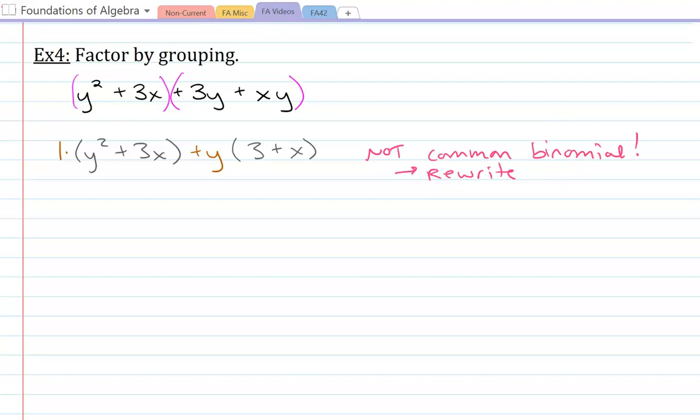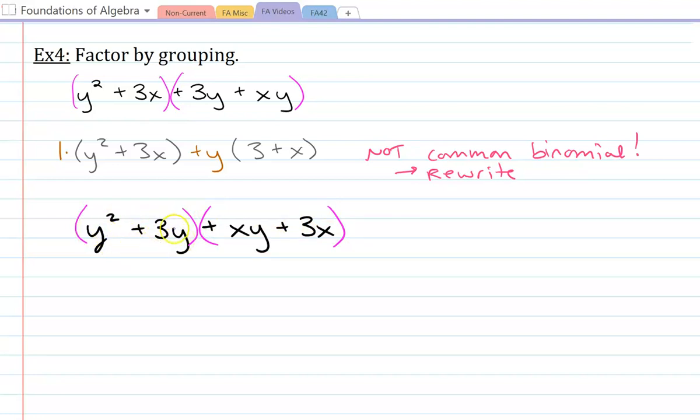So instead of y squared plus 3x plus 3y plus xy, let's rewrite this. Let's try y squared plus 3y plus xy plus 3x. So I switched my terms around a little. So does that work? Let's see. So group and factor out a GCF.